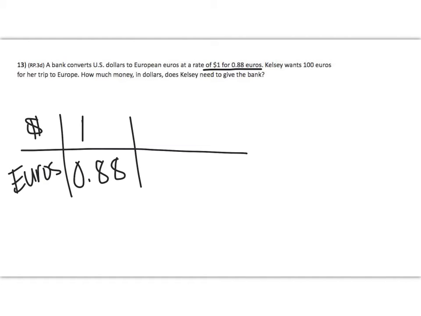Kelsey wants 100 euros for her trip to Europe. How much money in dollars does Casey need to give the bank? So this is actually, you need to end up getting euros to 100 euros. And this is going to take more than one step, and you're actually going to have a decimal because the answer is dealing with dollars and cents. So let me show you how I approach this.